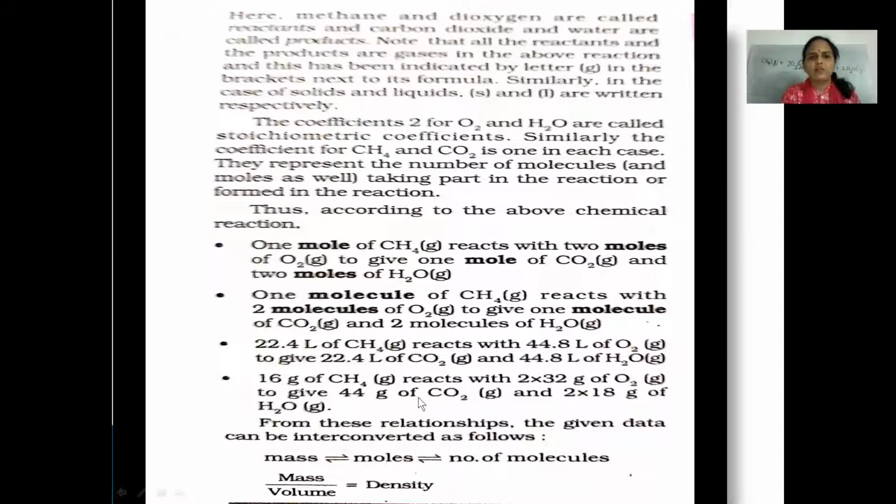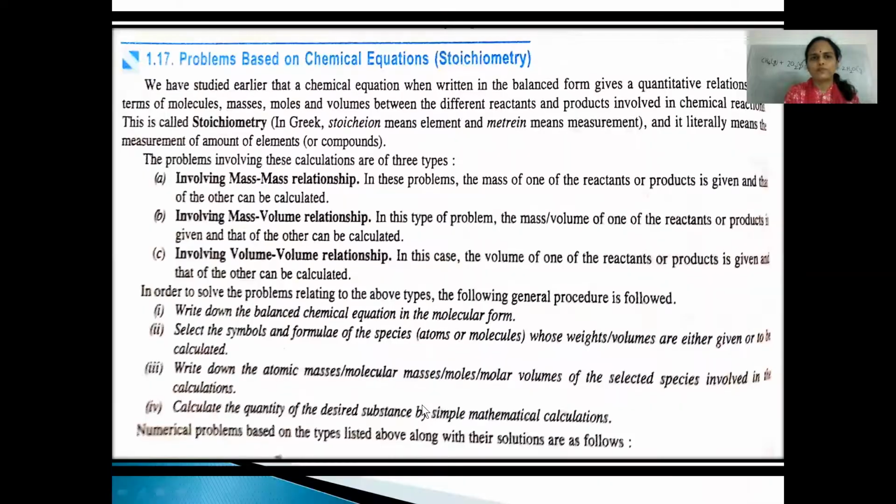Similarly, 16 grams of methane reacts with 2 into 32 grams of oxygen in gaseous state to give 44 grams of carbon dioxide and 2 into 18 grams of water. So from these relationships, the given data can be interconverted as mass, moles, and number of molecules, and we can put in the formula density is equal to mass by volume.